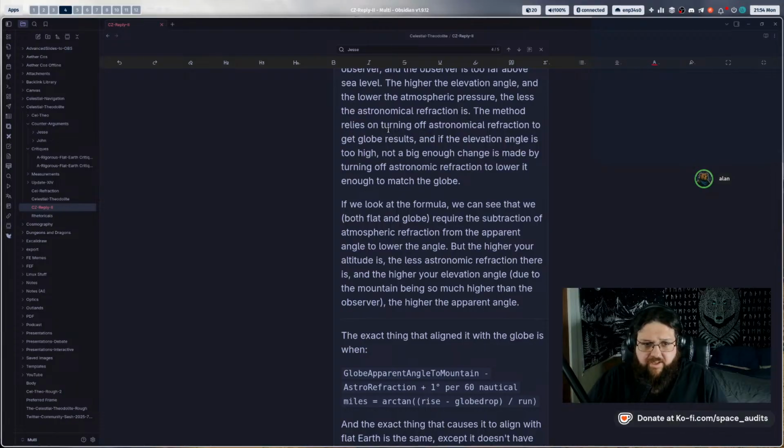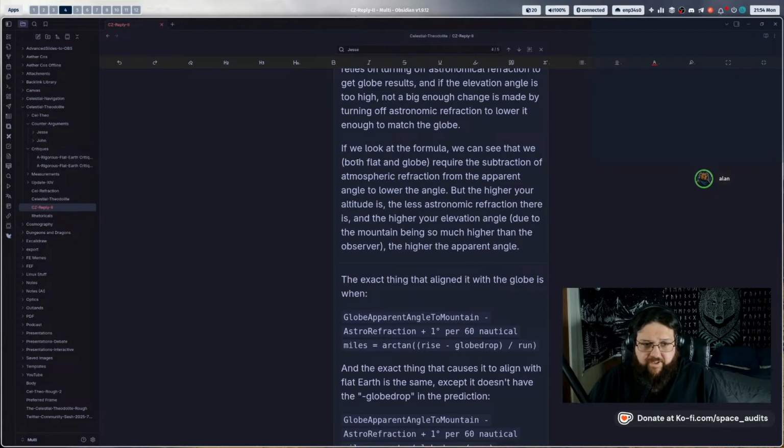So the method relies on turning off astronomic refraction to get globe results. The elevation can't do that if it's not low enough to match the globe. If we look at the formula, we can see that both flat and globe require the subtraction of astronomic refraction. And this is his formula, right? This isn't the formula.